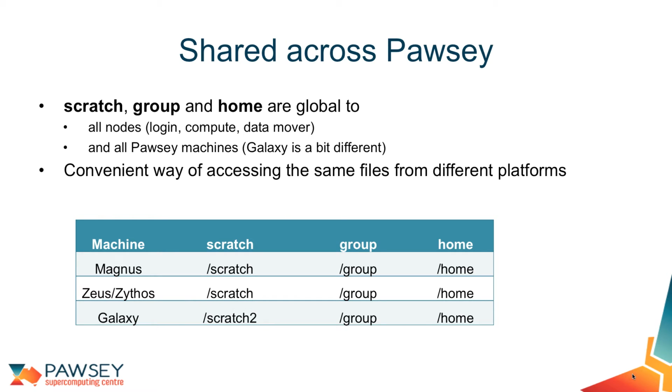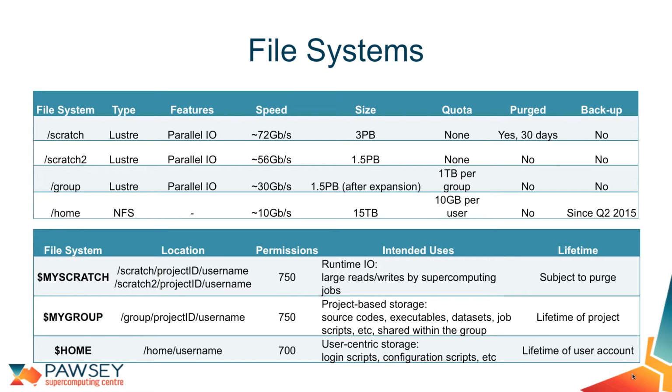All this configuration is to help users when they work across platforms. Users may carry out different parts of their workflow on different computers, but the same files and same directories can be found no matter which supercomputer they log into. These file systems have very different characteristics, and they are intended for different types of work.